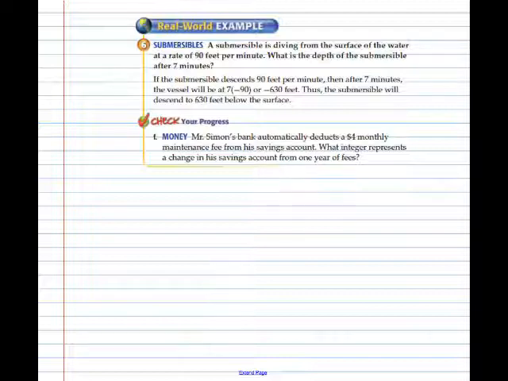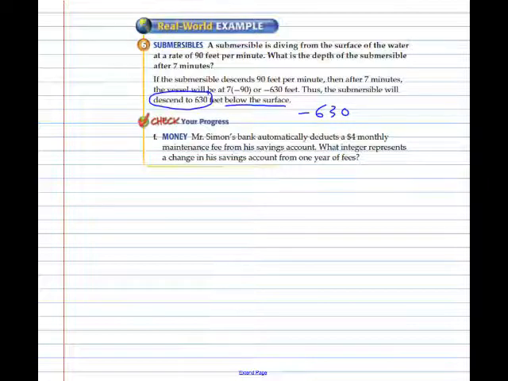So if it descends 90 feet per minute for 7 minutes, that would be 7 times negative 90, or negative 630 feet. That means the submersible will descend to 630 feet below the surface, meaning negative 630.